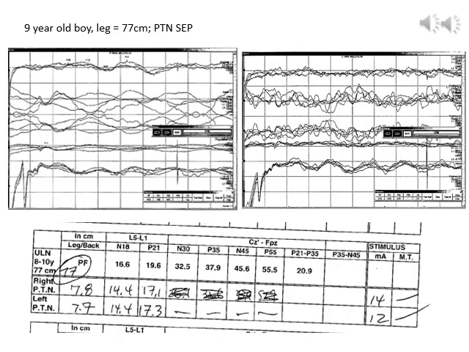These are the posterior tibial nerve recordings in the same boy. And so his leg length is 77 centimeters. And so checking the table, we have an appropriate table with the right age and leg length. And then we can also check that motor threshold was attained for both right and left leg.